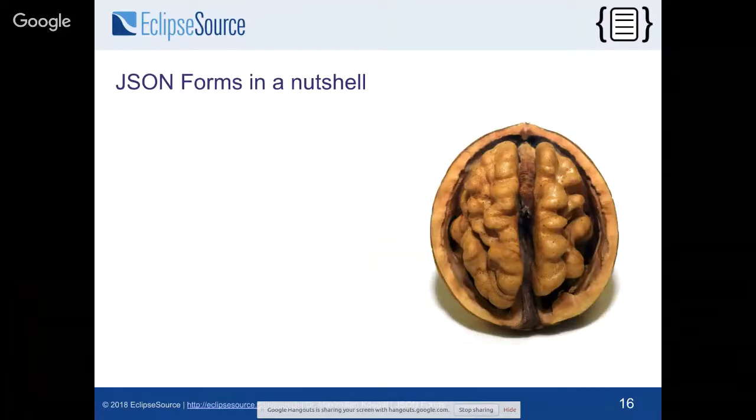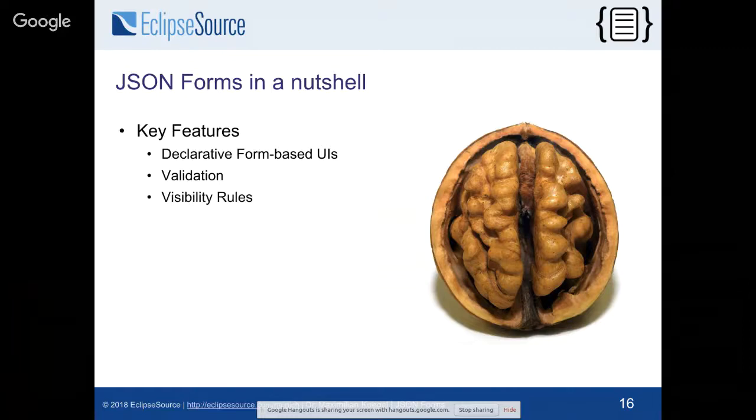Let's just have a small recap. So what is JSON Forms in a nutshell? The key features are you get a format to declaratively define form-based UIs. It has strong support for validation, so that the validation constraints from your data model are validated and visualized in the forms. You have a concept of visibility rules, so that you can show or hide or enable or disable parts of the forms based on values that have already been input.